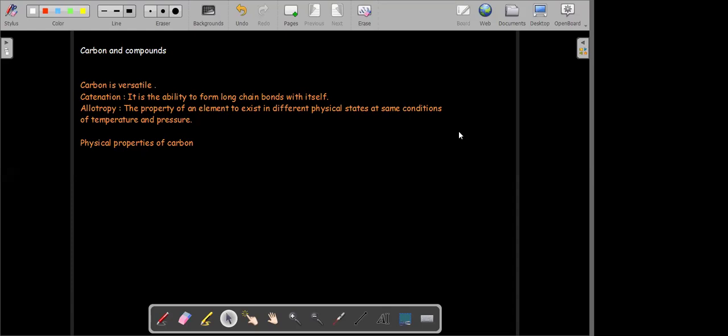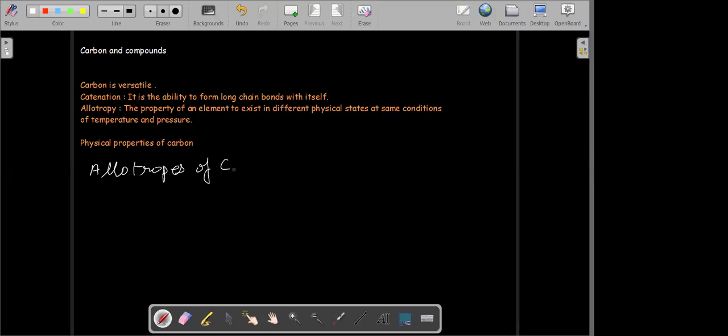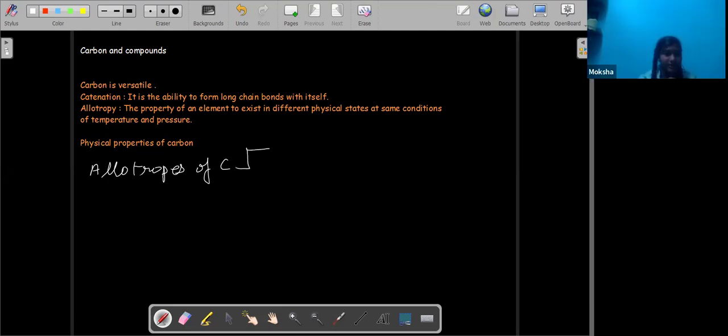All right. Okay. So see, physical properties of carbon. To study the physical properties of carbon, first we see the allotropes of carbon. Right. So Moksha, what are the allotropes of carbon? Diamond, graphite, and Buckminster fullerene.